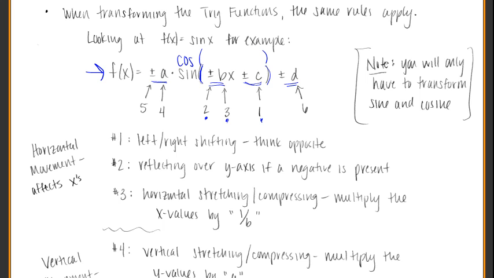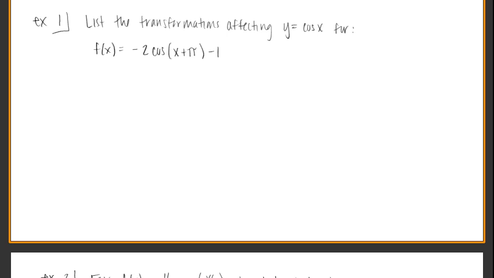Okay. Step 4 is the direct opposite. So what we want to do first is see, is there any number multiplied to our function on the outside? And that's going to be a vertical stretch. Then we need to see if we need to reflect over the x-axis, and then moving up and down. Okay, so let's go to our first example. In this first example, all we need to do is just list the transformations. We're not doing the graphing yet, we're just wanting to list them off.